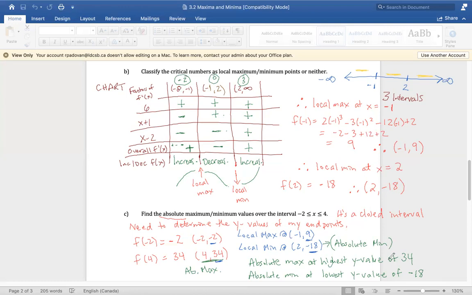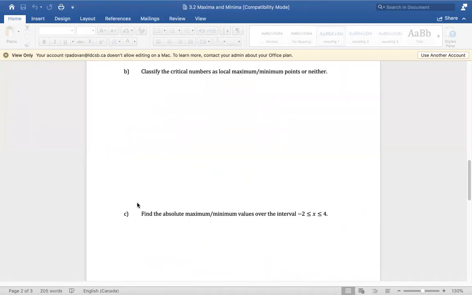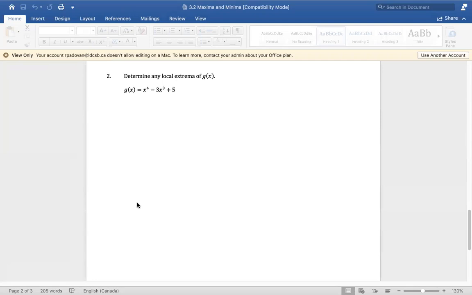One more question. Moving along here, determine any local extrema for g of x. So g of x is x to the power of 4 minus 3x cubed plus 5. So to get local extrema, we're referring to turning points that are probably happening right when the derivative is equal to 0. So when the derivative function is equal to 0 and we have those critical values, they're probably turning points, we're saying, but we can't say 100%.